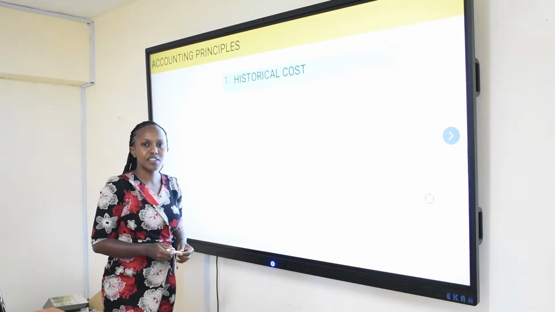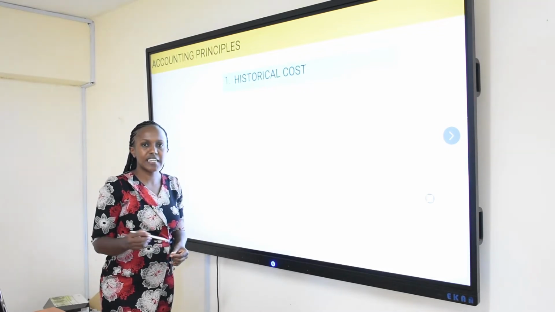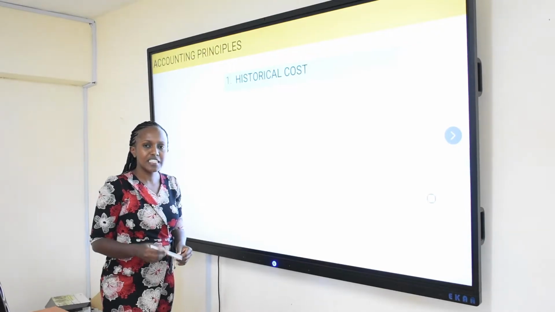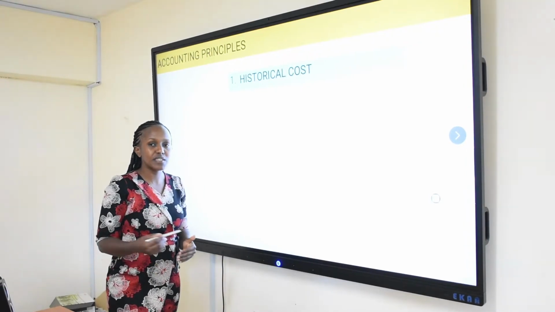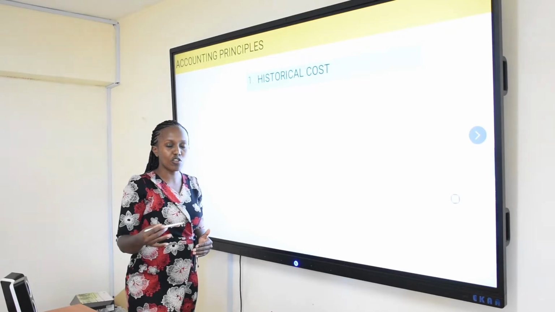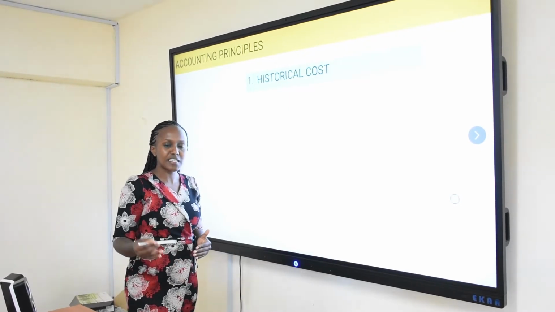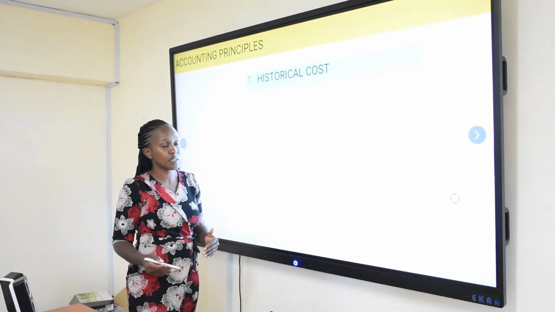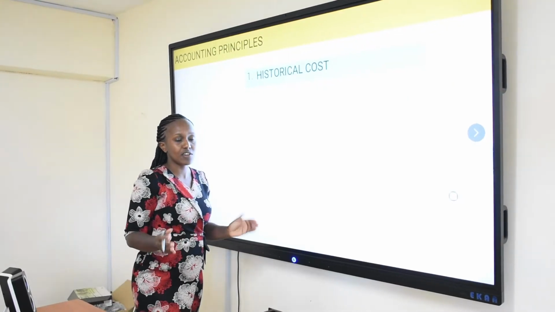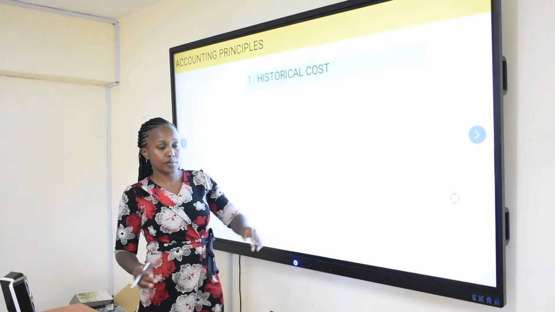That is a principle. Now, if for example it is an asset like a motor vehicle, in later years you can charge depreciation. That is to reduce the cost of the asset and expense that depreciation as one of the expenses, but originally assets are recorded at their historical cost.